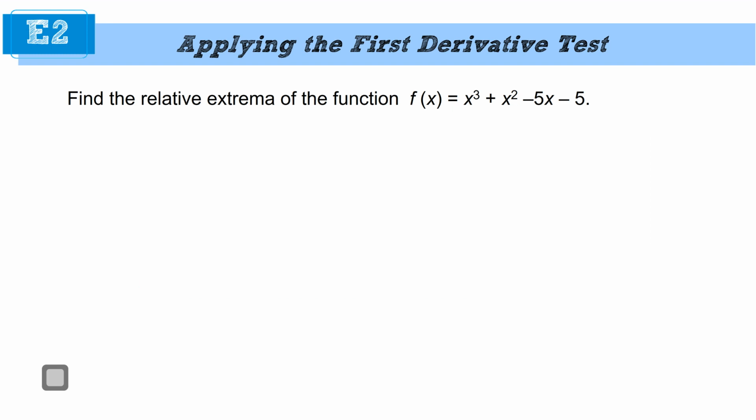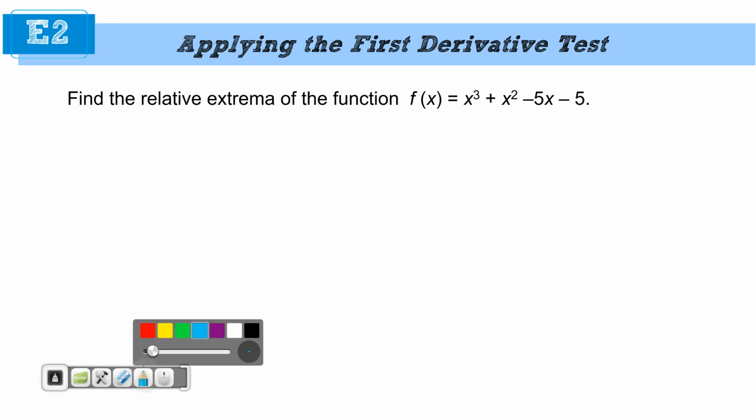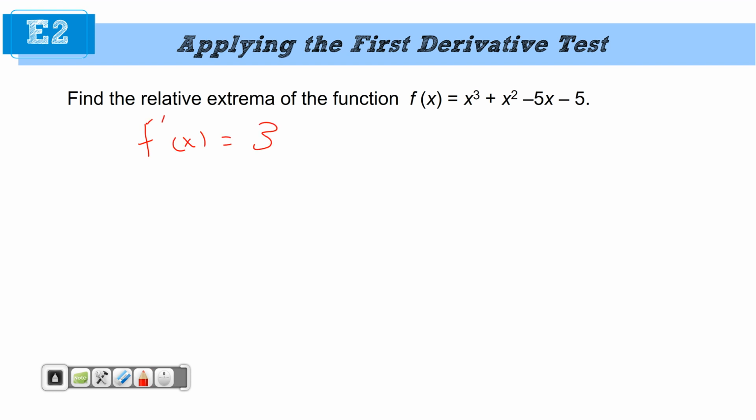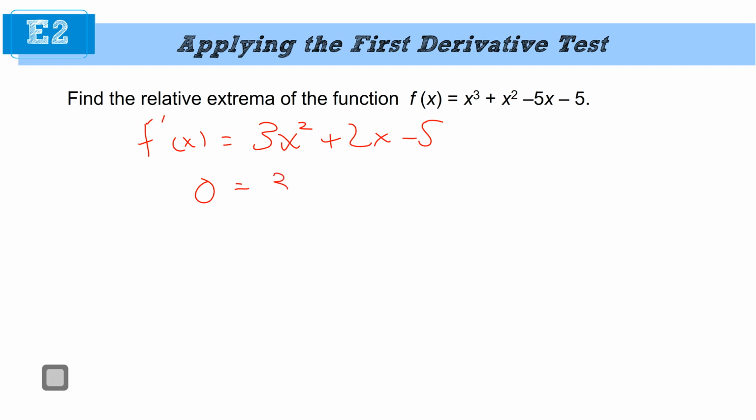Okay, so let's do this one together. Staying with the cubic again, because the derivative's easy, we're going to take this from the start. F prime of x is equal to 3x squared plus 2x minus 5. Set that equal to 0. 3x, I hope this factors.